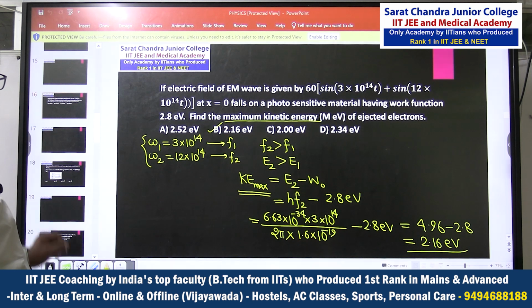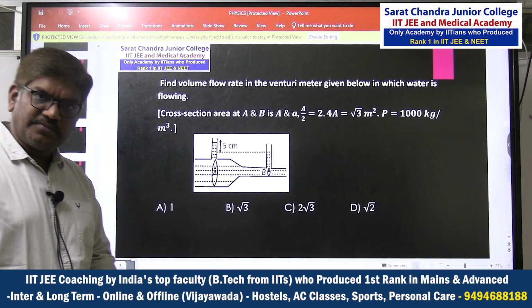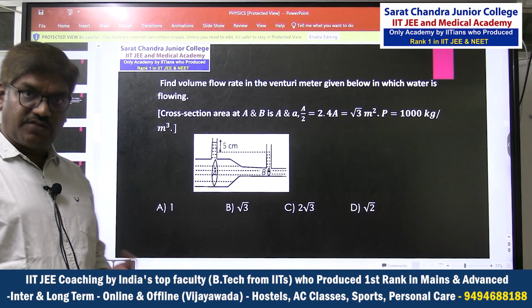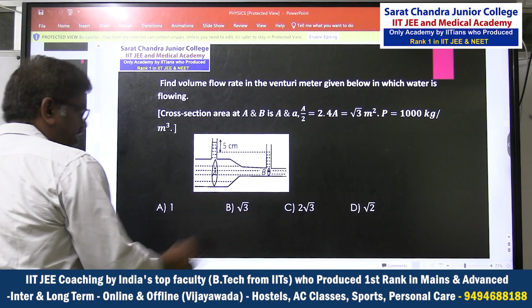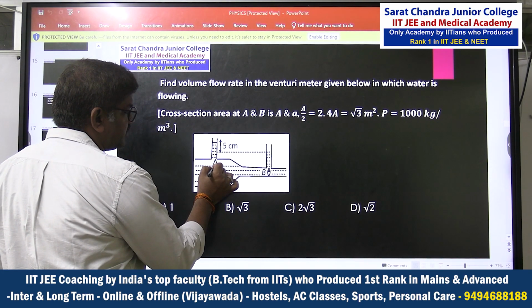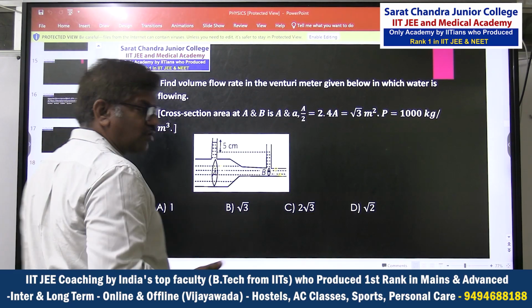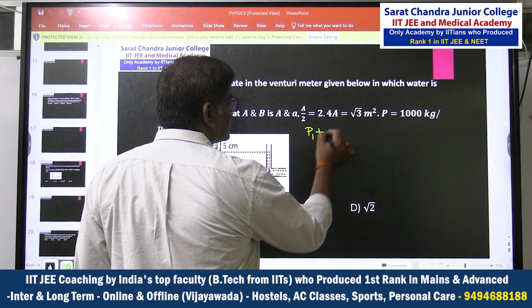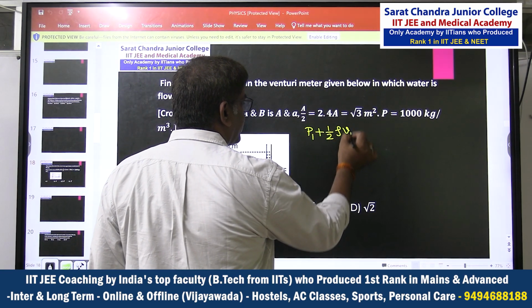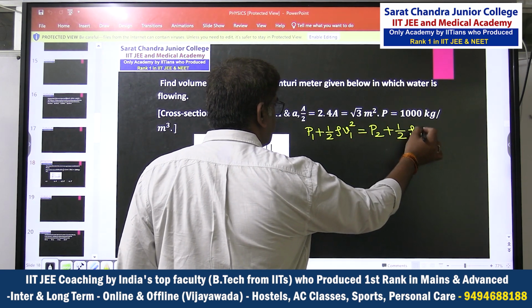Again, the next question is from class 11th, Bernoulli's equation. It's a principle which you use in the application of the Venturi meter, so a direct application. As you can see here, if I discuss the concept, there is some pressure P1, there is some pressure P2 which will be measured by the difference of this column. So if I apply Bernoulli's equation, simply it will be P1 plus half into rho into V1 square equals P2 plus half into rho into V2 square, correct?